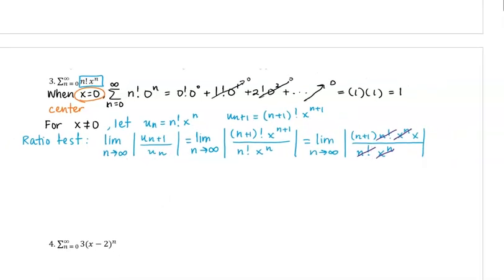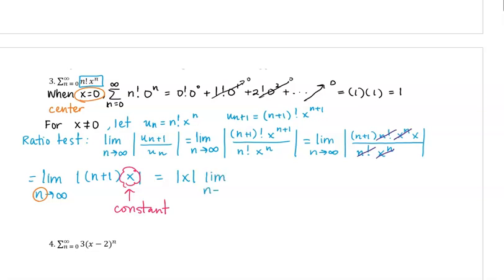And that leaves us with the limit as n goes to infinity of the absolute value of n plus 1 times x. Now, we're taking this limit as n goes to infinity. n is the only thing that's going to change. So this x right here we can think of as a constant in terms of the limit, because the x is not going to be affected by that limit. So I'm going to pull out the x, and I am pulling out an absolute value of x.